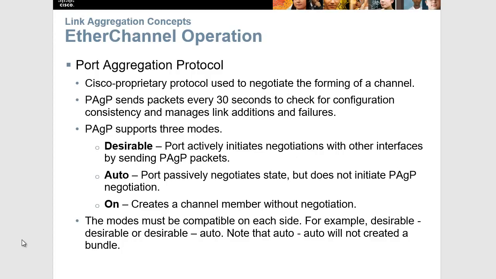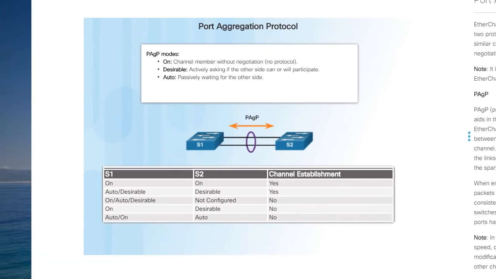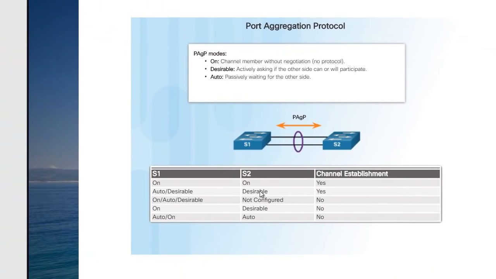Now you're going to have a table in your readings that'll show you how Port Aggregation Protocol works. You basically have three different states: desirable, auto, on. And what happens when you have those? You know what? I'm just going to bring the chart onto the screen so you can see it. So if you have switch 1 and switch 2, you've got your on, desirable, not configured, and so forth.